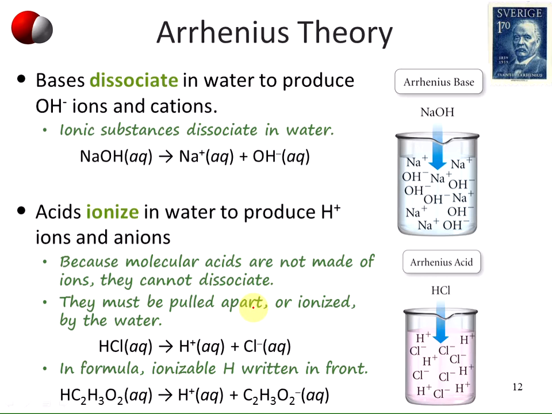For example, we're looking at HCl. The HCl dissociates or gets pulled apart by water to make H plus and Cl minus. Remember that the ionizable hydrogen is written in the front. So in the case of acetic acid here, the proton's written in front, and that shows you that when it dissociates, it produces the H plus and the acetate ion.